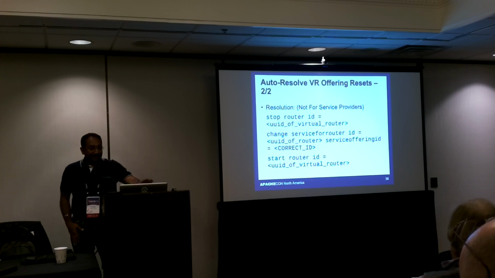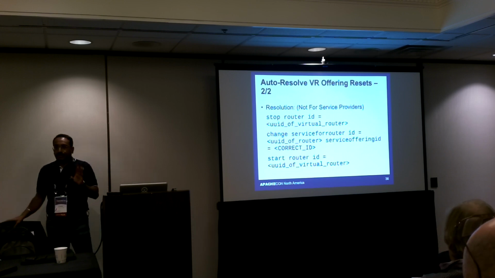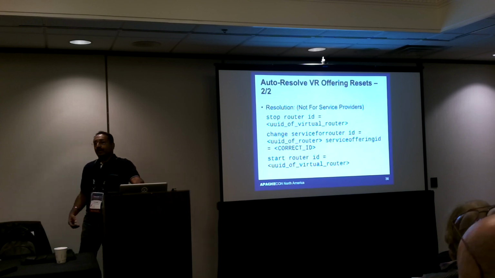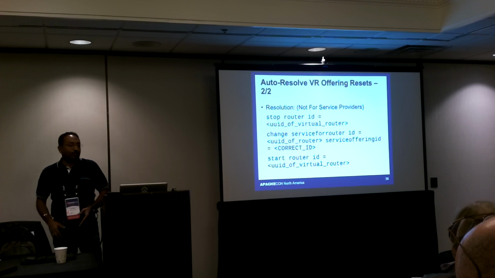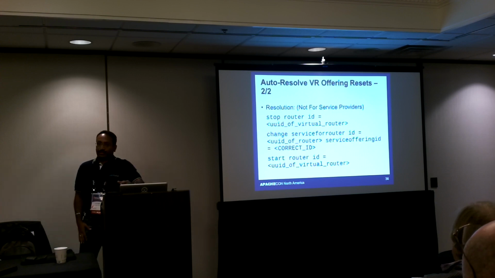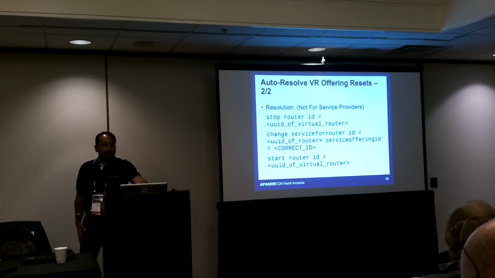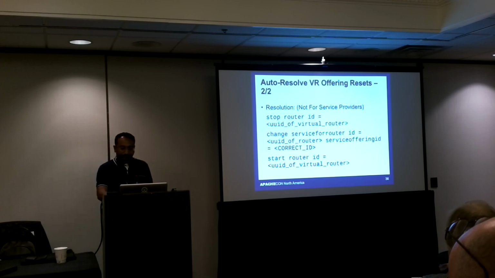So the solution is very simple. We just need to stop it and restart it. But then again, this cannot be done from a service provider perspective. This can be done if you do a lot of testing in your local lab and you require a heavy throughput router. But from a service provider perspective, it's better to alert. However, the solution is to just stop the router, change the service offering for the router to what you want, and restart it. Right?